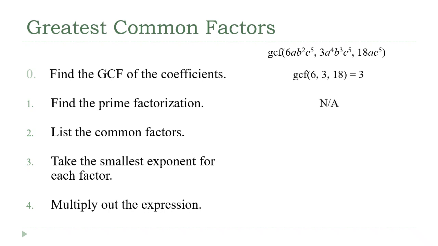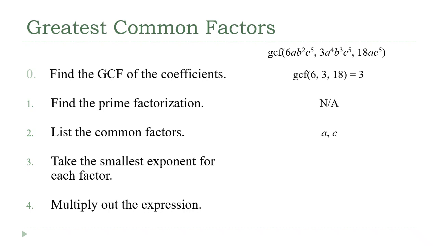So step number 2, I'm going to list the factors that all three terms have in common. Now all three of them have an a, so that makes the list. Only 2 of them have a b, so b doesn't. And they all have a c, so that's going to make the list.